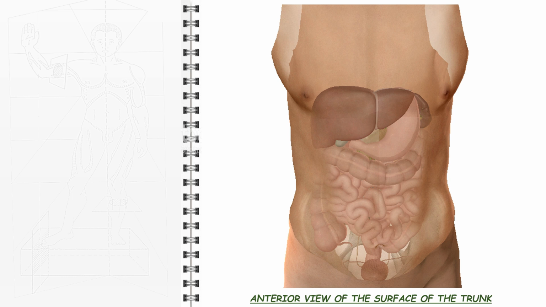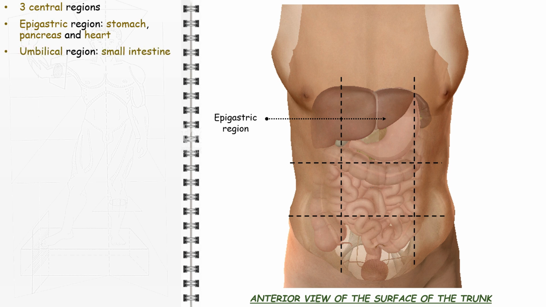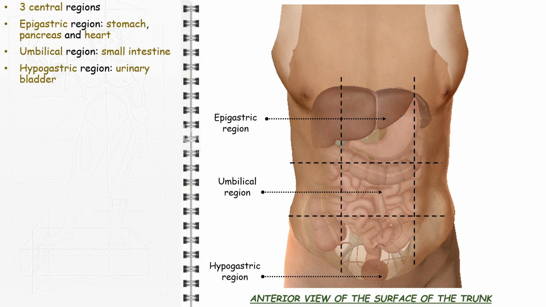The 3 central regions consist of the epigastric, the umbilical and the hypogastric regions. The epigastric region is the projection of the pyloric region of the stomach, left lobe of the liver, pancreas and heart. The small intestine and the transverse colon project towards the umbilical region. The hypogastric region contains the urinary bladder and the fundus of uterus in women.